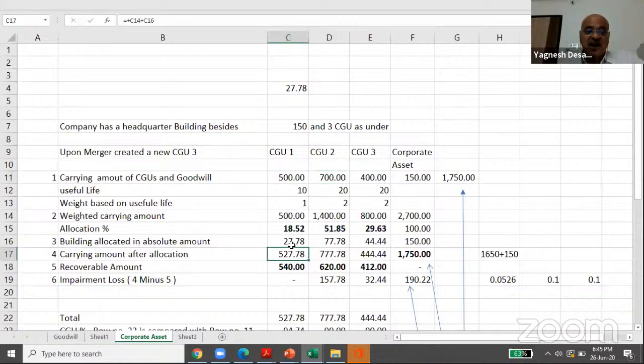Okay, आगे. All right. So 527.78. This is my revised carrying value of CGU1, CGU2, and CGU3 after allocation of the corporate asset. So देखिए sir, my corporate asset की value वही आ गई जो पहले थी. क्या थी? 1750 sir. Fine.